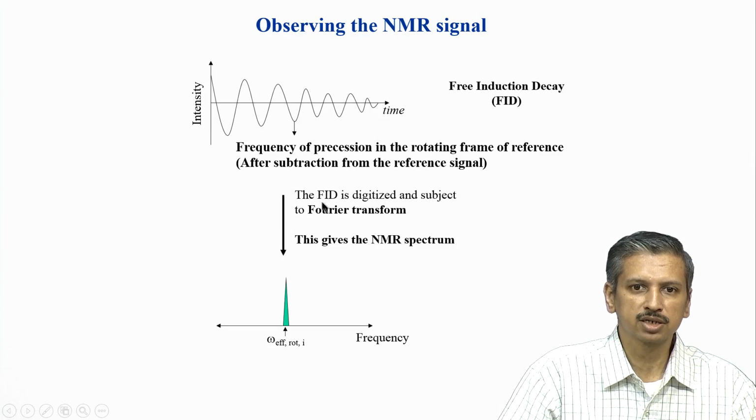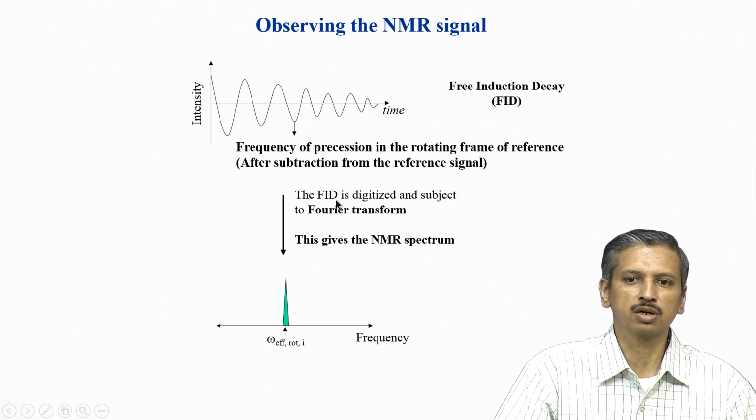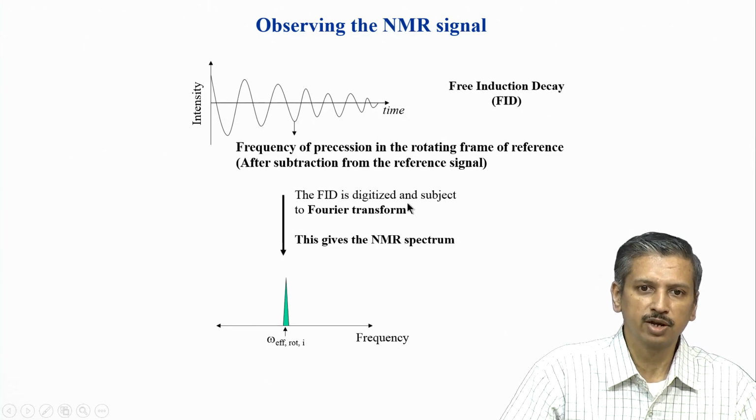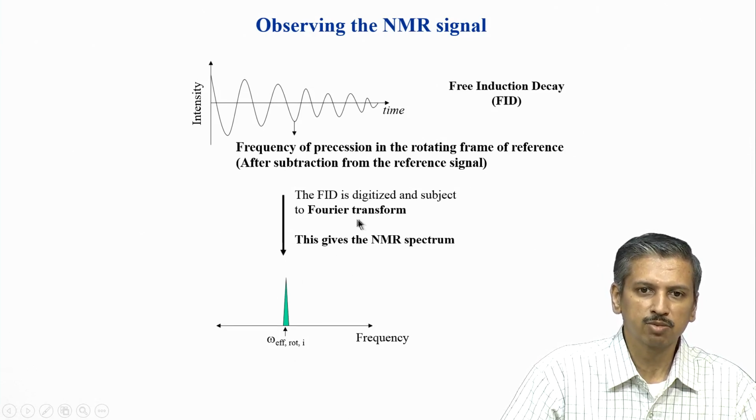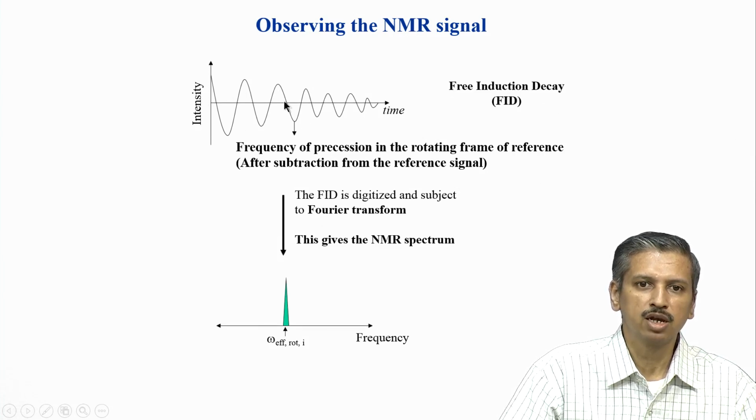What is done next is that you Fourier transform this FID. Remember this concept: you have to digitize the FID and subject it to Fourier transform, and that finally gives us the NMR spectrum. The technique of Fourier transform is something we will not be able to go into in detail. Fourier transform is a mathematical approach that takes a signal which varies with time and gives out the frequency components present in that signal. If there is one particular signal present, it will give you one peak. If there are many signals, it will give you many peaks.